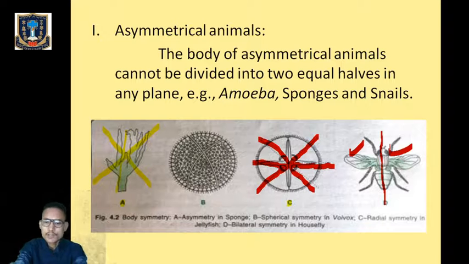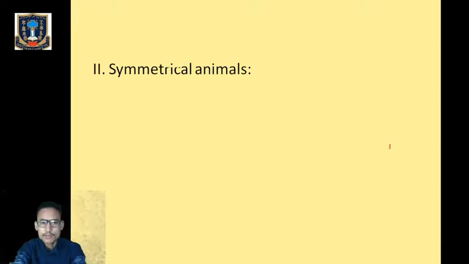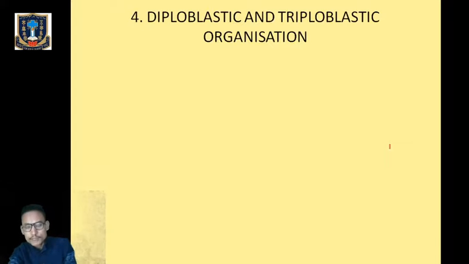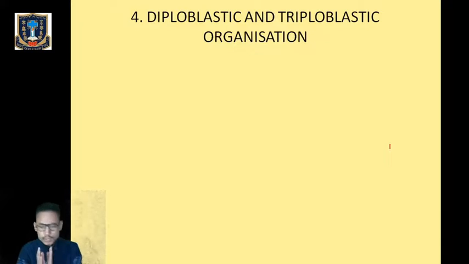So these are the different types of symmetry which we have learned under symmetrical animals. Now let's go to the next one, diploblastic and triploblastic organization. Before talking about it, remember the embryonic germ layers. We have three important embryonic germ layers, which give rise to different tissues and organs in our body during fetal development. These are the ectoderm, endoderm, and mesoderm.